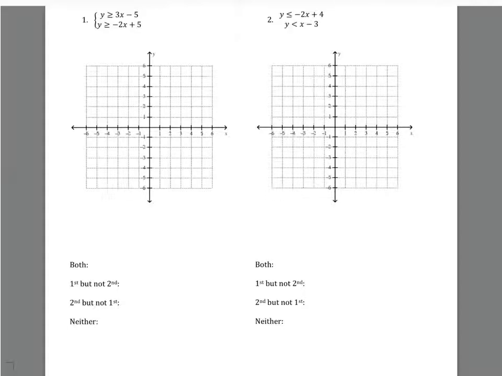First equation, y greater than or equal to 3x minus 5. Second equation, y greater than or equal to negative 2x plus 5. For the first inequality, I would like to graph the borderline. Since there's the equal sign, y greater than or equal to, my borderline is going to be a solid line. 3x minus 5, so my y-intercept point is going to be negative 5. Slope 3 times x, so I know my slope is going to be 3 over 1. So right 1 unit, up 3.